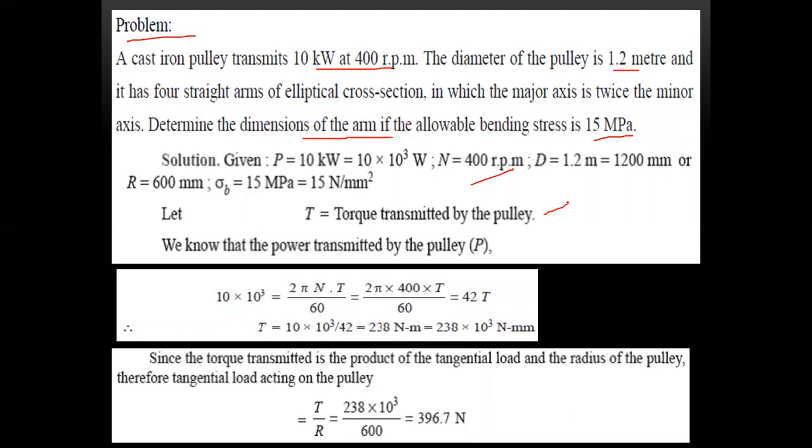So torque is equal to T. The power transmitted by the pulley is equal to 2 pi N T by 60. Therefore, we are finding the torque value. The torque transmitted is the product of tangential load and the radius of the pulley. Therefore, T by R is equal to 396.7 Newton. That is the tangential load.